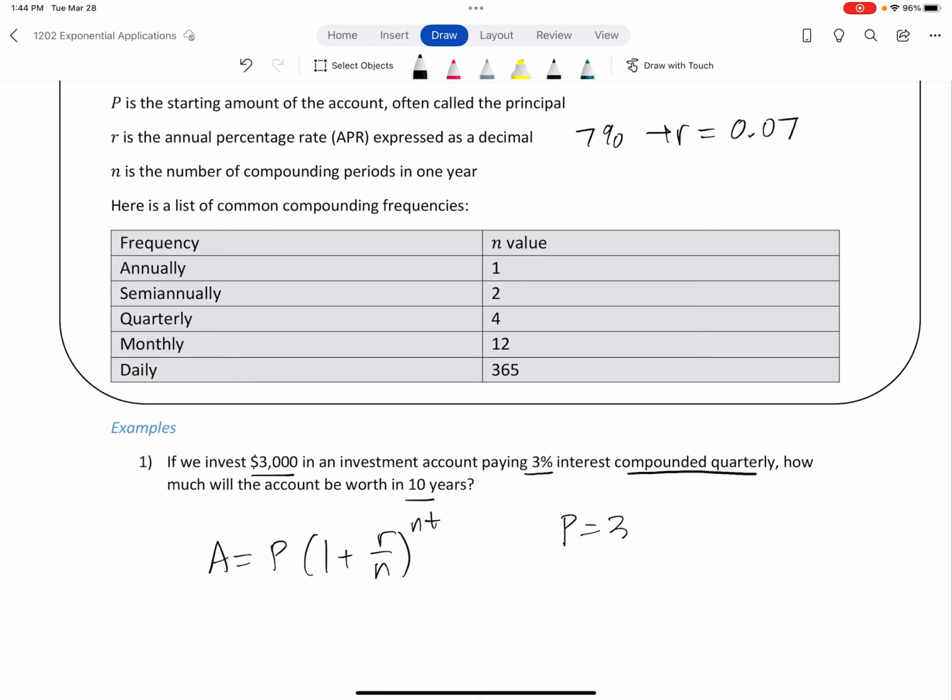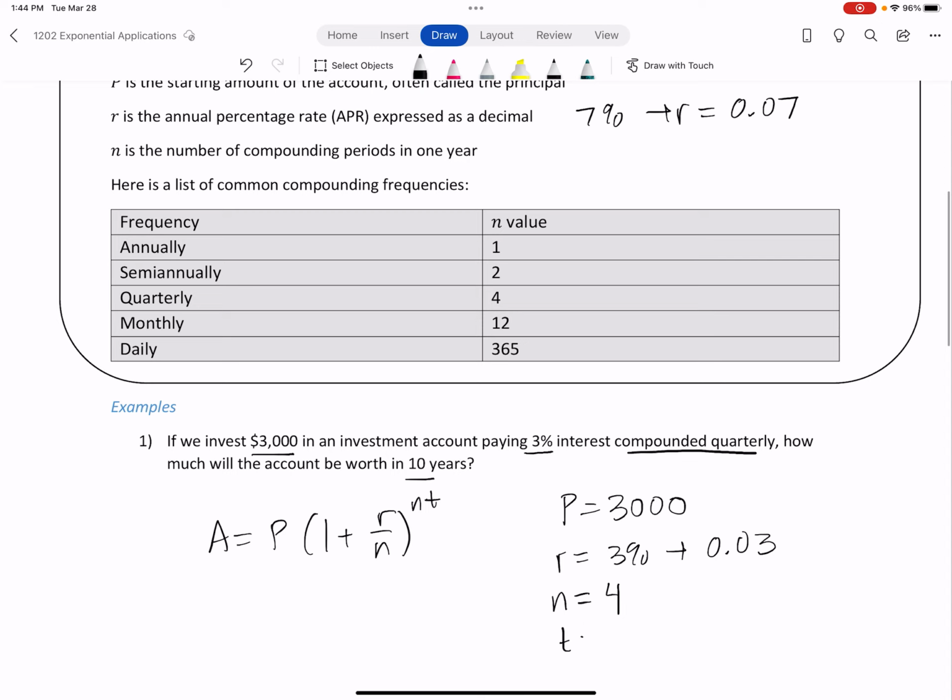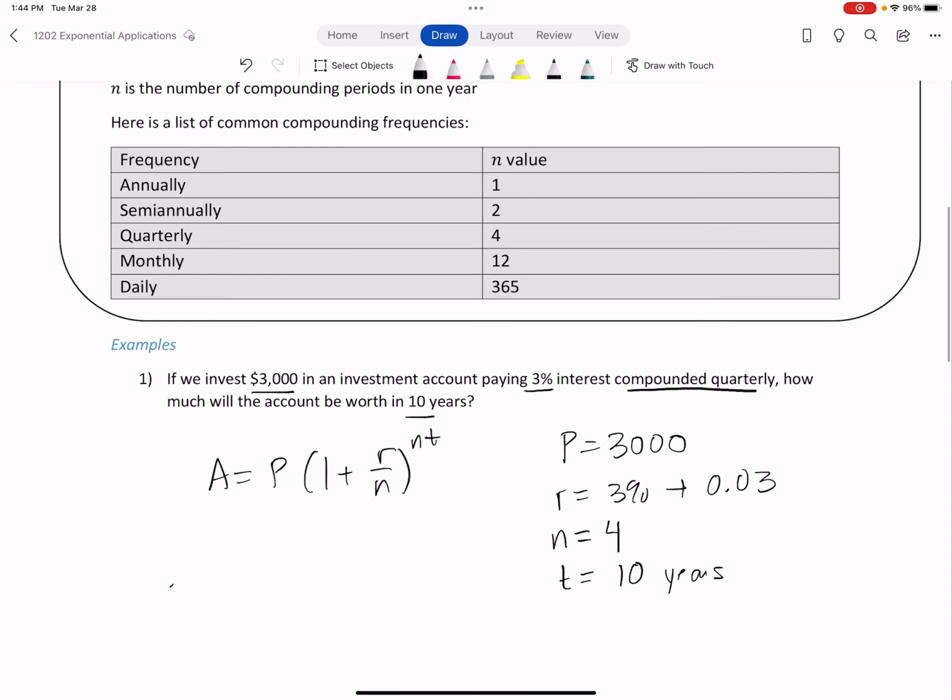In this example, the amount we start with, the principal, is 3,000. The rate is 3%, so I'm going to use 0.03 for my R. N is compounded quarterly, so that's going to be N equals 4. And my time, T, is 10 years. So I'm going to put all those numbers into this equation, and then I'm going to enter it in my calculator and see what I get for the value after 10 years.